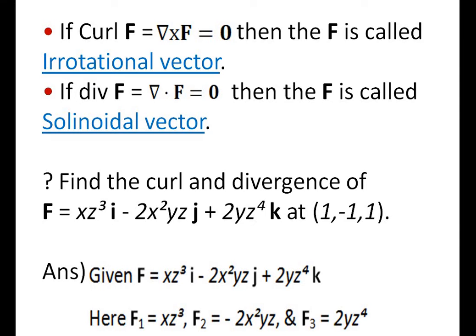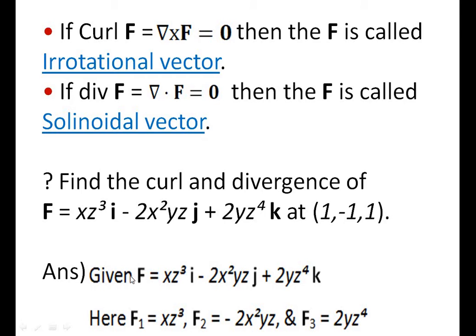Then look, we move to the question section. First question: find the curl and divergence of f equal to x z cube i cap minus 2 x square y z j cap plus 2 y z raised to 4 k cap at the point 1, minus 1, 1. We want to find the curl and divergence of this vector at the point 1, minus 1, 1.